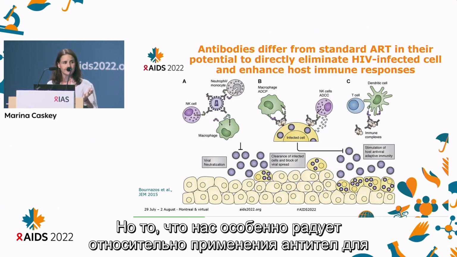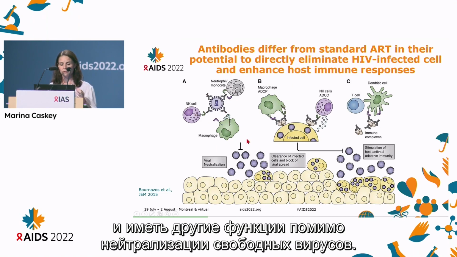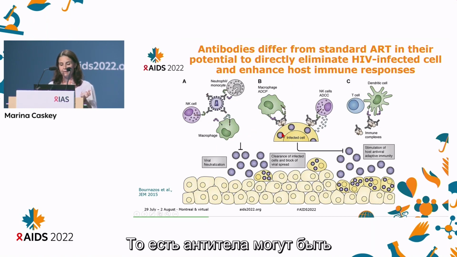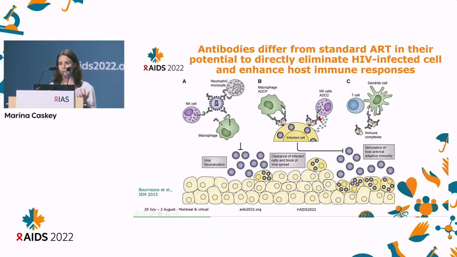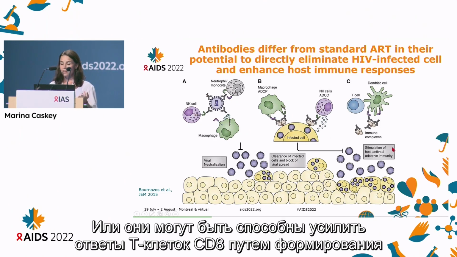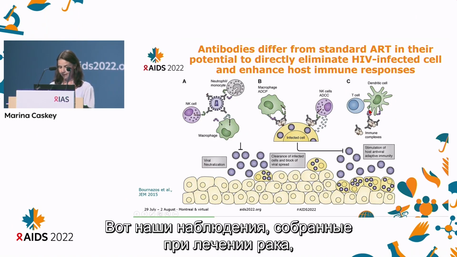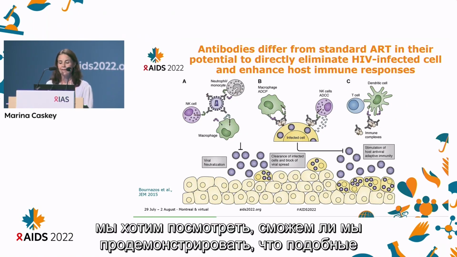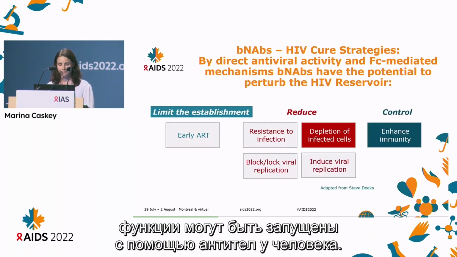But one of the reasons that we're excited about antibodies for HIV cure is because antibodies are known to interact with the immune system and have other functions in addition to neutralizing free viruses. They have the potential to deplete infected cells through triggering ADCC, for example, or they may be able to enhance CD8 T cell responses by forming immune complexes that enhance antigen presentation. These are observations that have been shown in cancer therapies, and now we want to see if we can demonstrate that similar functions can be triggered with antibodies in humans.